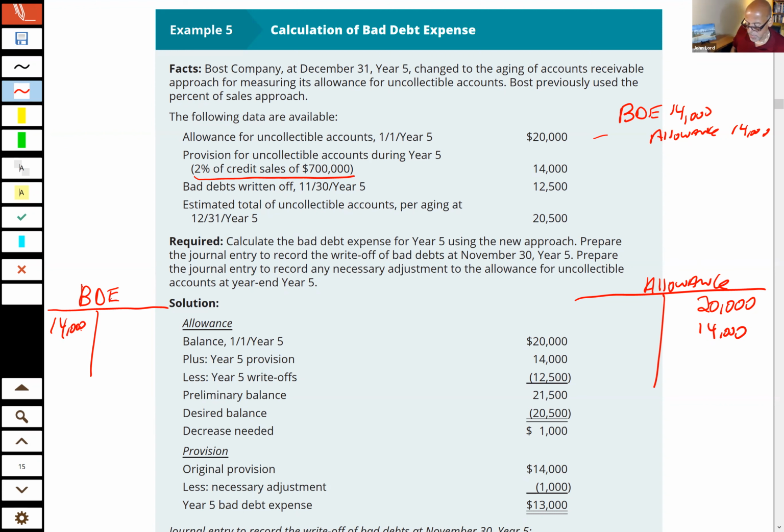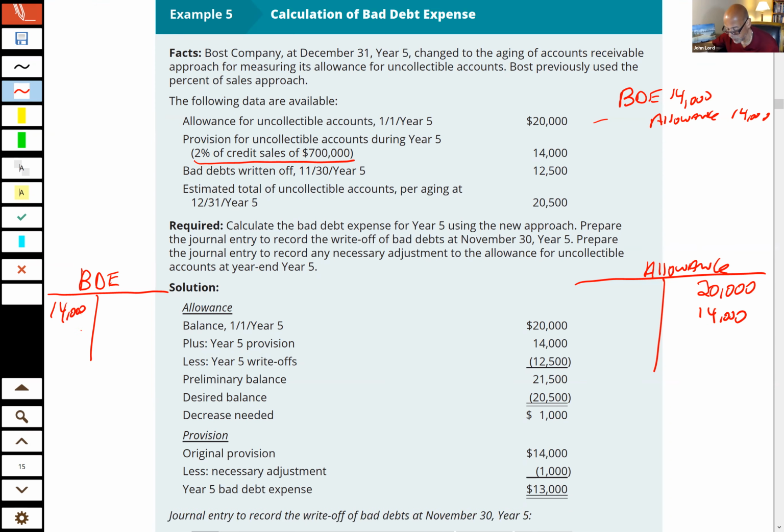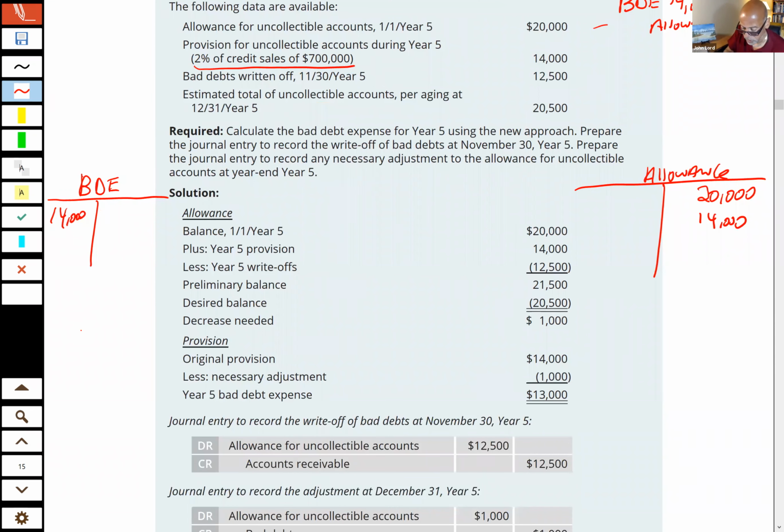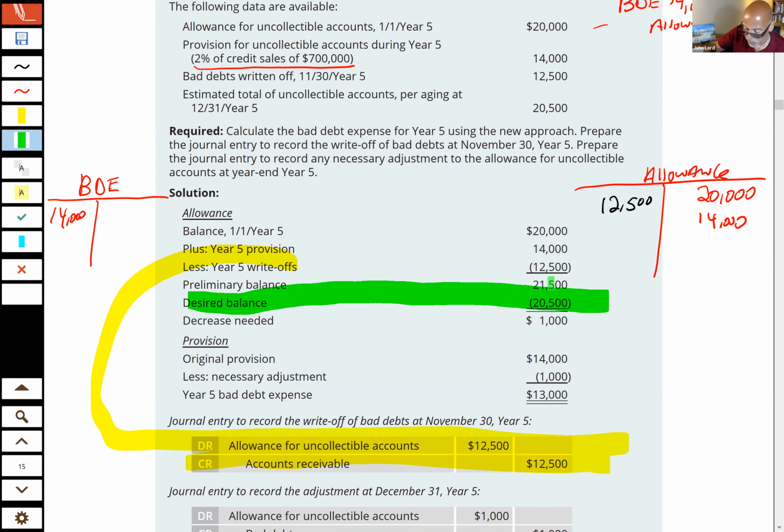Then they tell us they have write-offs. Okay, well, if you have a write-off, I think they show me the journal entry down here, so I don't have to write it. The write-off, they debit the allowance for 12.5 and they credit the account receivable. So I debit the allowance for 12.5, and I'm not going to tee up account receivable. They don't even give me enough information to be able to tee up account receivable. And so it's 12.5. So then they determine the desired balance is 20,500.